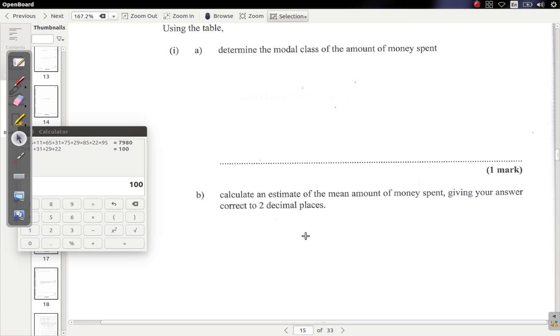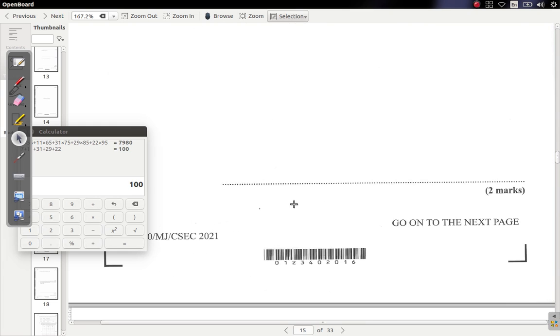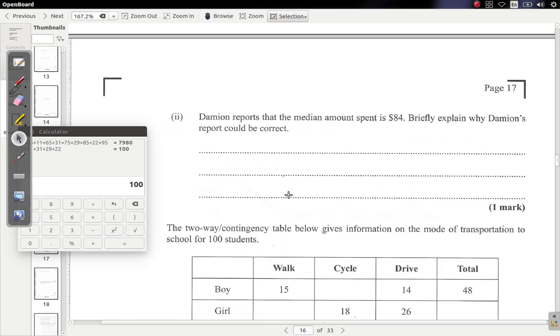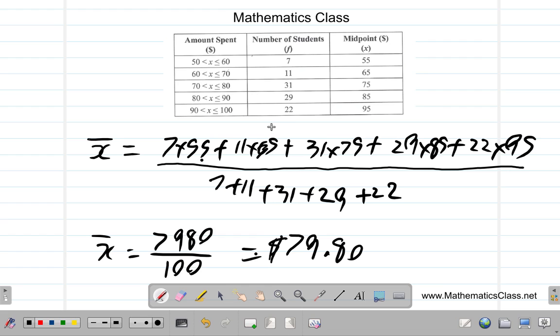Alright, so that's part B. You see what part C says? Damien reports, well, part B2 I should say. Damien reports that the median amount spent is $84. Briefly explain why Damien's report could be correct. The median, $84. Alright, let's see what I'm going to do now.